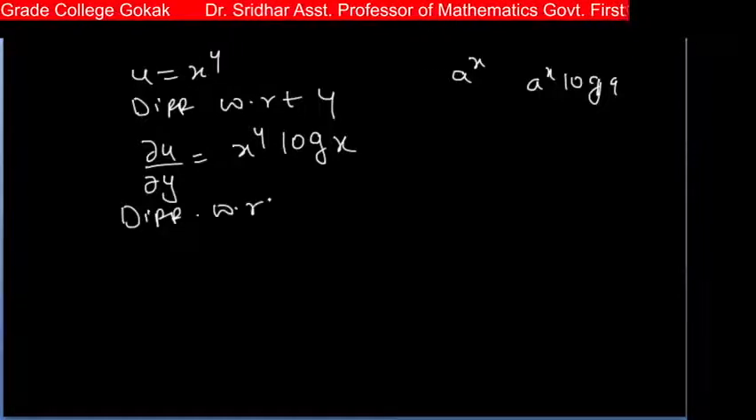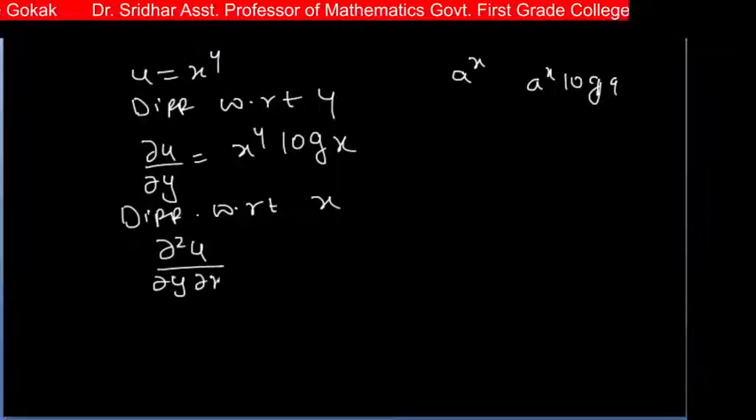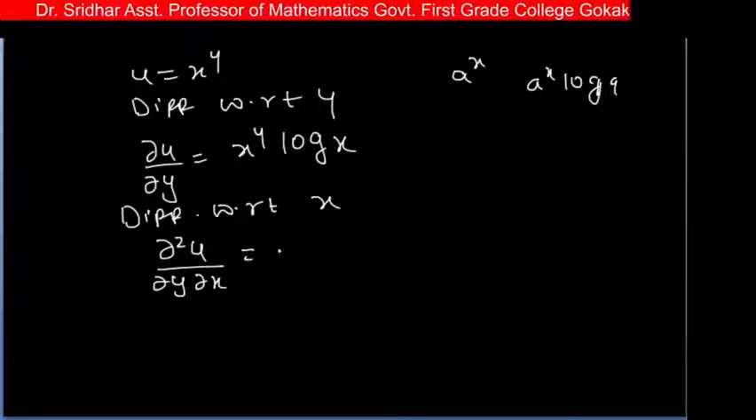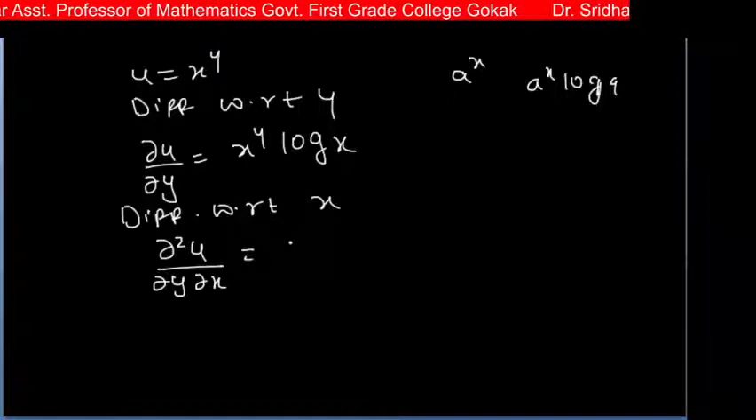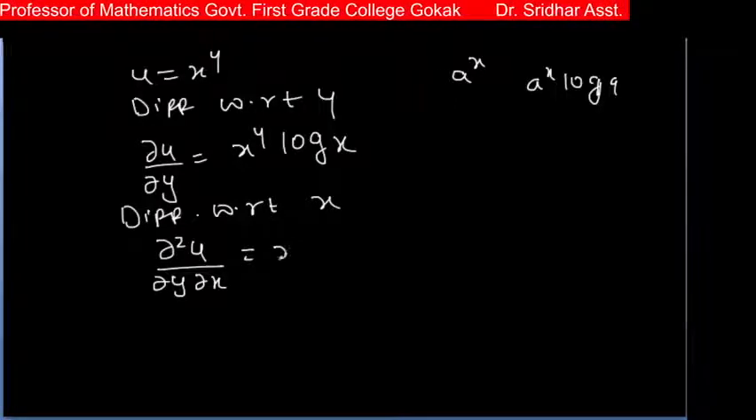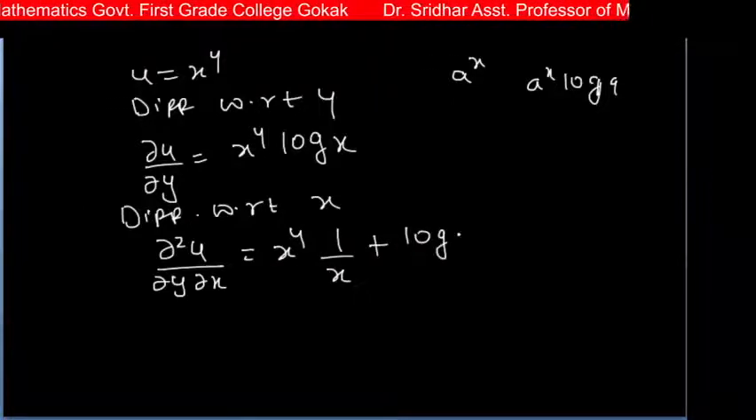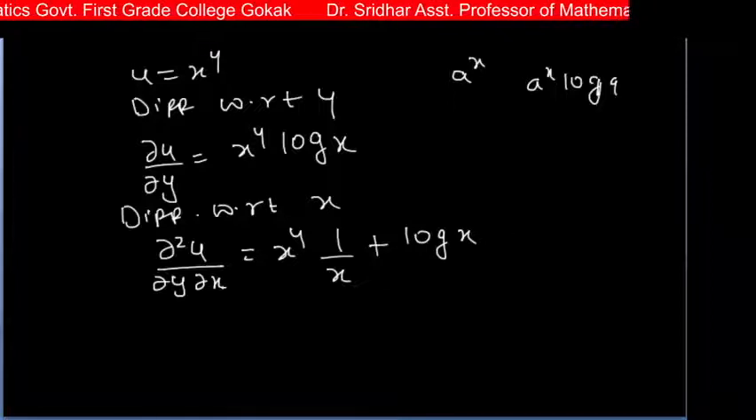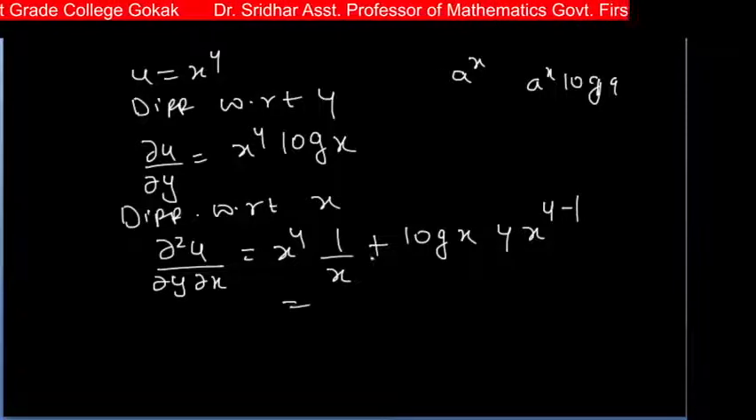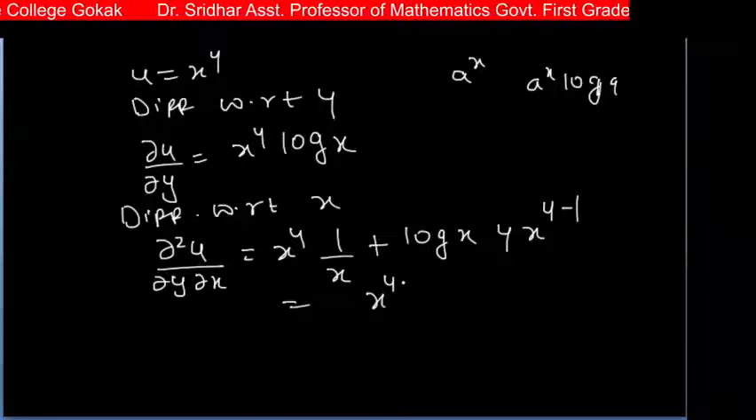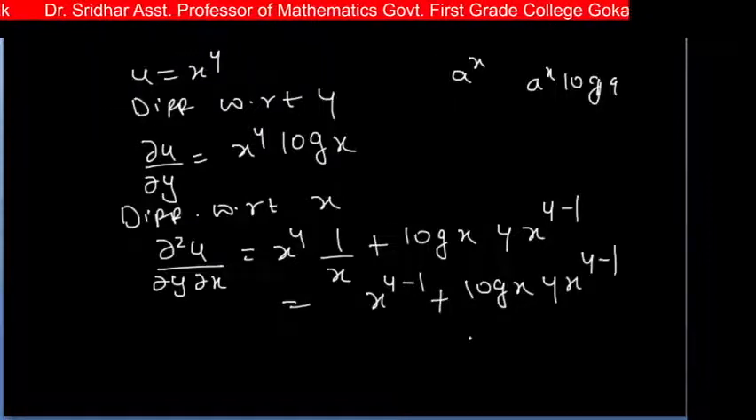Next, differentiating with respect to x, which gives ∂²u/∂y∂x. With respect to x, on both terms x is there, so we apply the product rule. First function as it is, differentiation of log x is 1 by x, plus second function as it is, differentiation of x raised to y with respect to x, which is y times x raised to y minus 1. Or in other words, bring this x here, x raised to y minus 1, plus log x times y x raised to y minus 1.